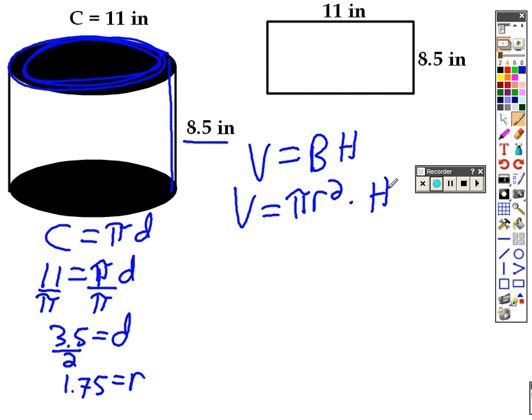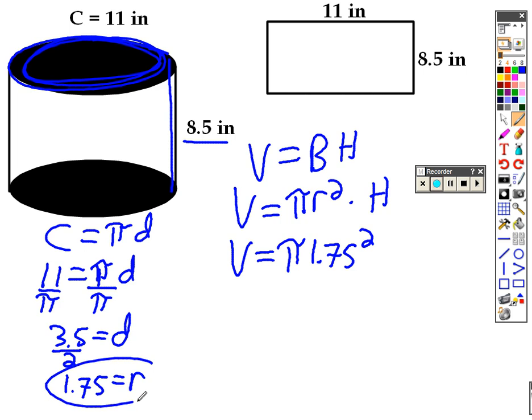Well, we just found the radius, so now we can figure this out. Volume equals pi times 1.75 squared. Where did I get 1.75? That's the radius. So we put that in for the radius, and then we're going to times it by the height, and this time our height is 8.5 inches, because that is the way we folded it this time, the short way.